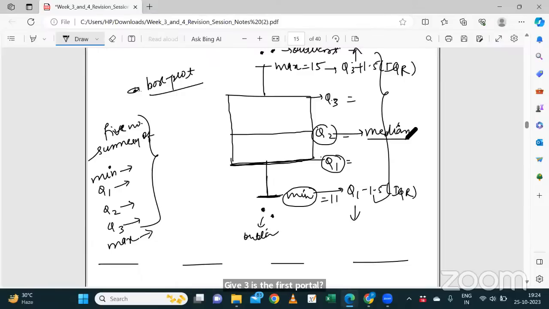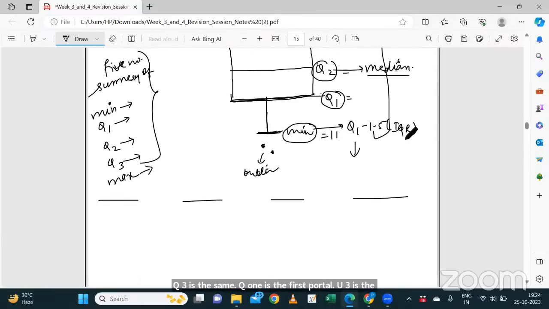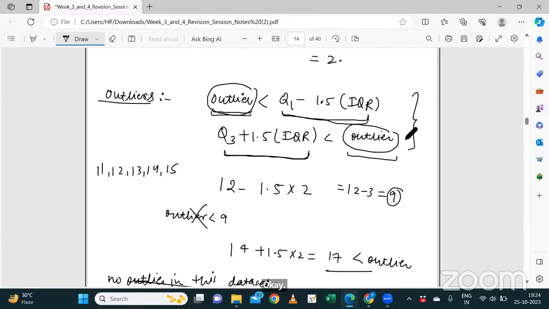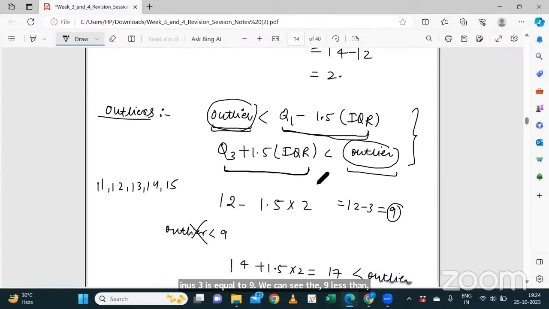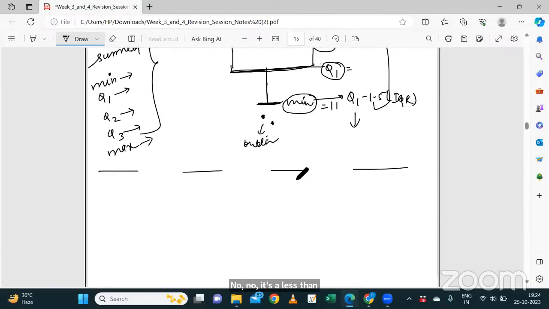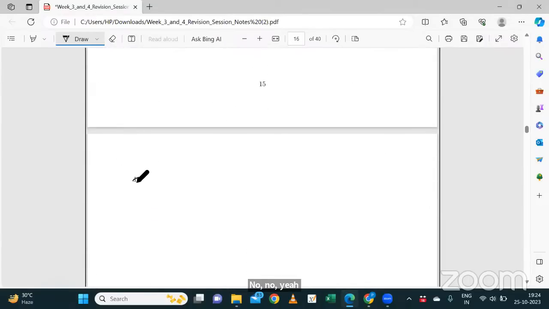Is there any equality sign in between to find outliers? For example, 12 minus 3 is equal to 9. Do we consider whether the data is less than 9, or 9 also? No, it's less than.